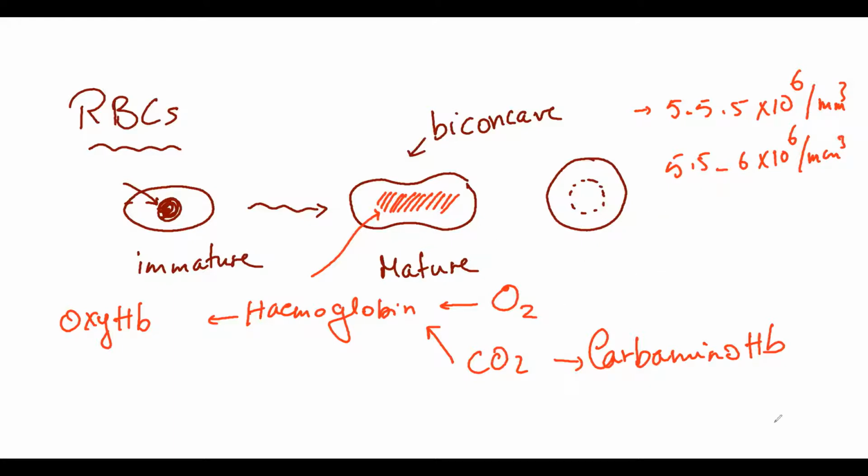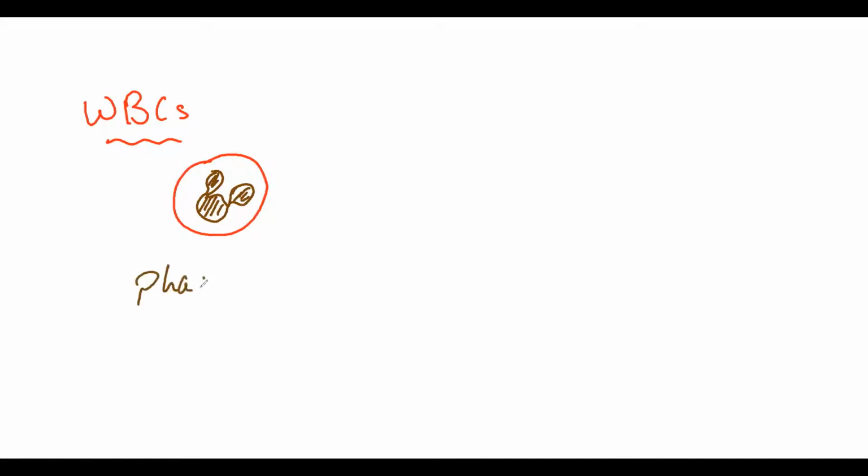What about the white blood cells? The white blood cells are much larger than the red blood cells, and we have different types. We have large white blood cells that have a segmented nucleus inside. The nucleus looks like this, as if it is divided into segments. These white blood cells are called the phagocytes. It means that they are going to phagocytose, or engulf, the pathogens.